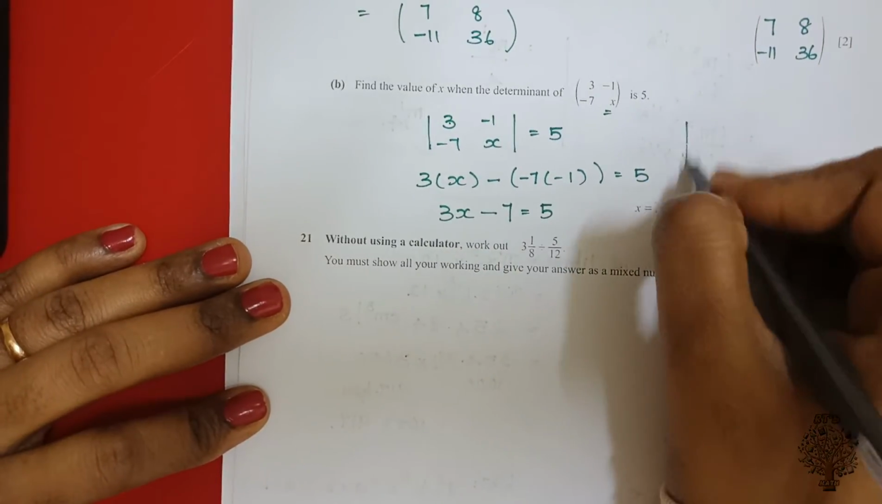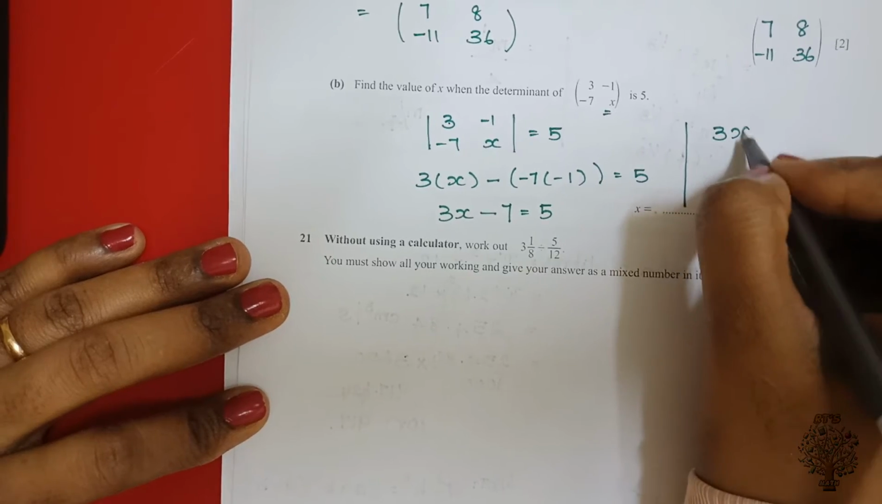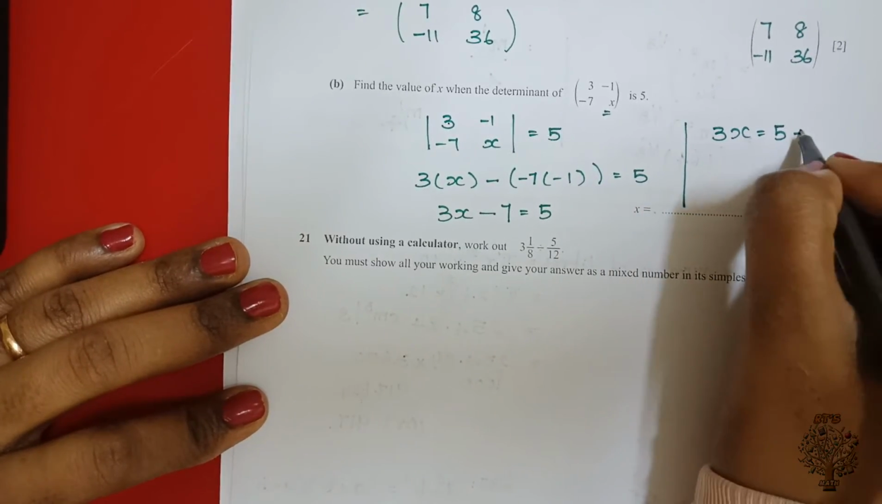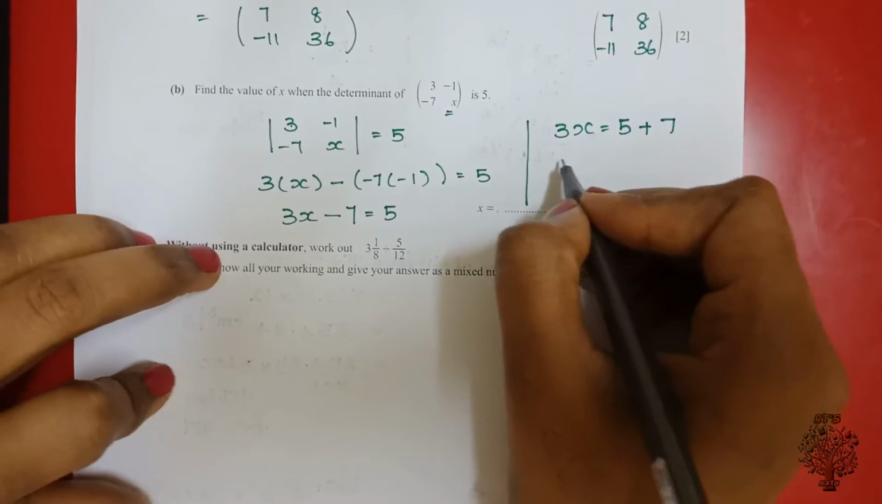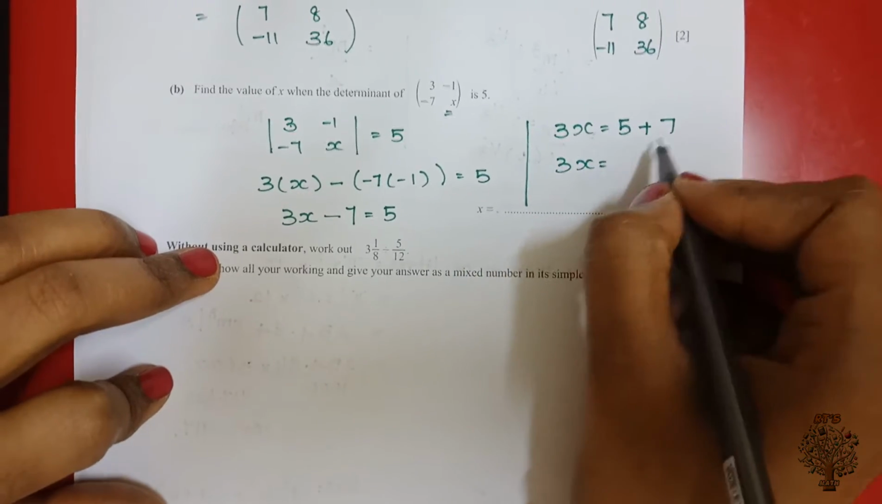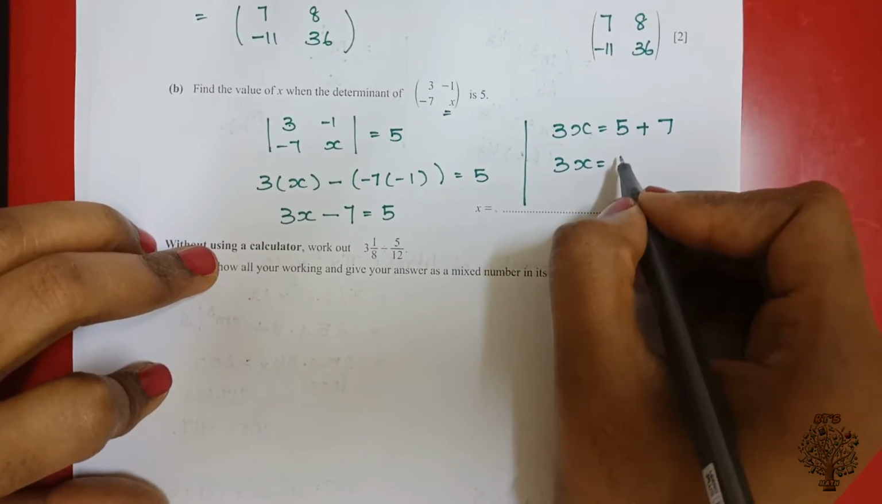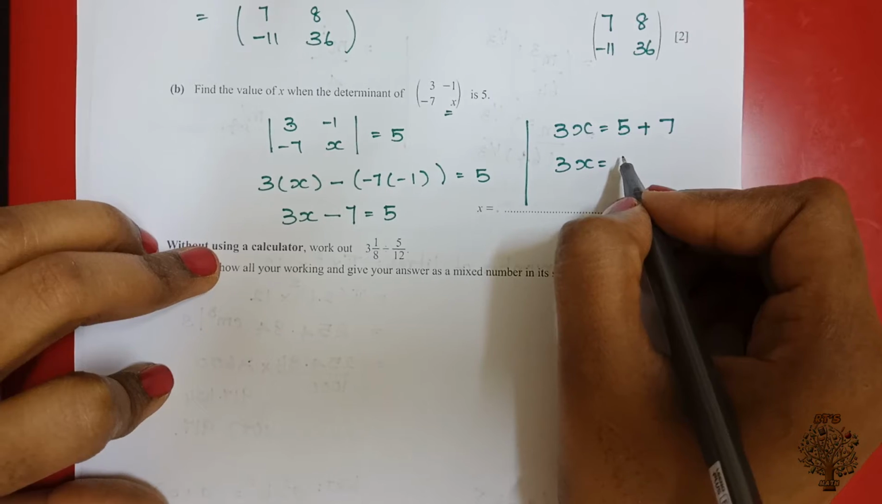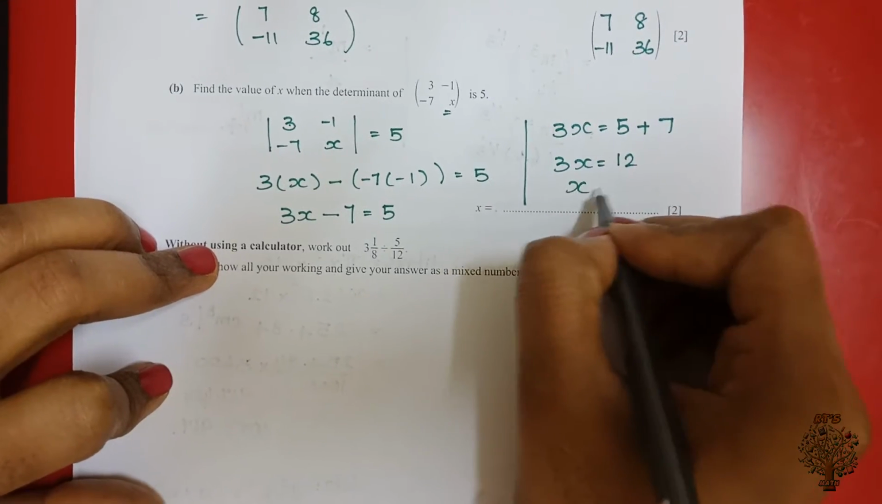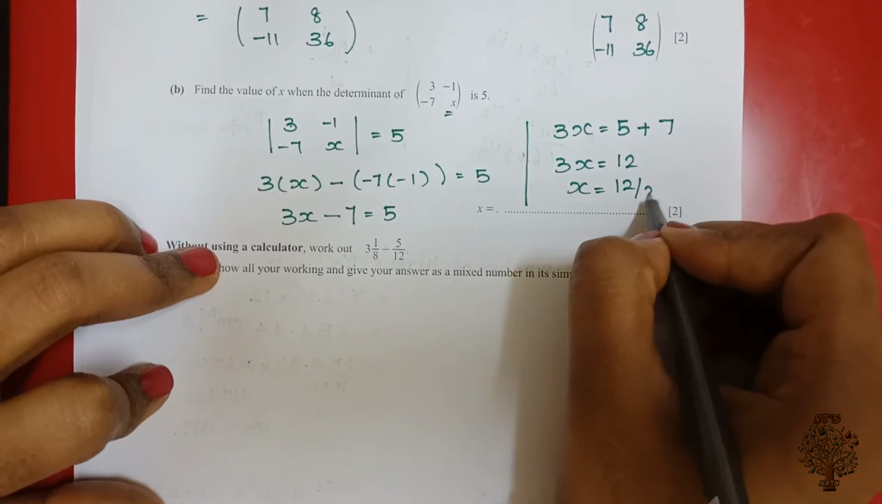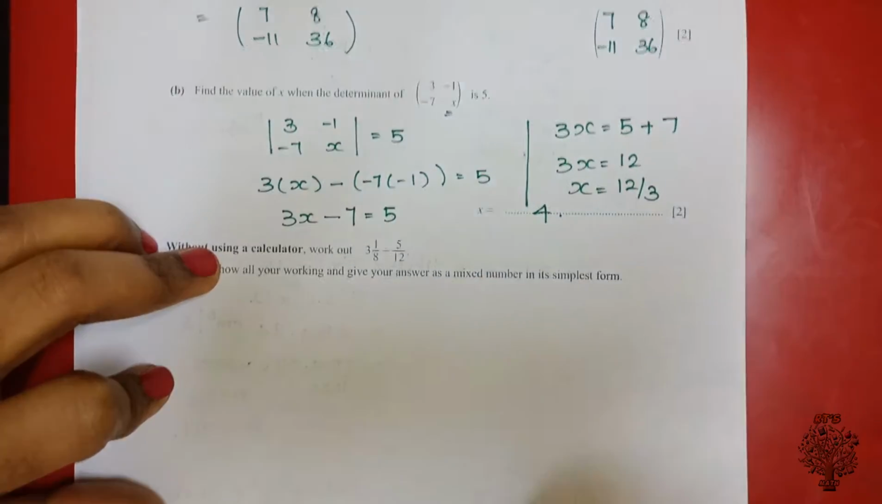Move the 7 to the other side. 3x is equal to 5 plus 7. So I have here 12. x is equal to 12 divided by 3, that is 4.